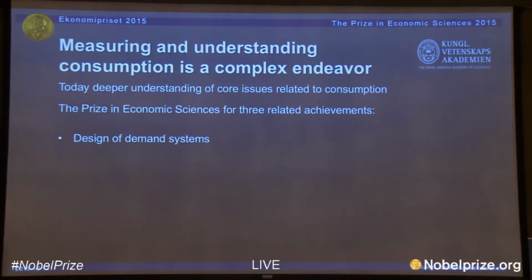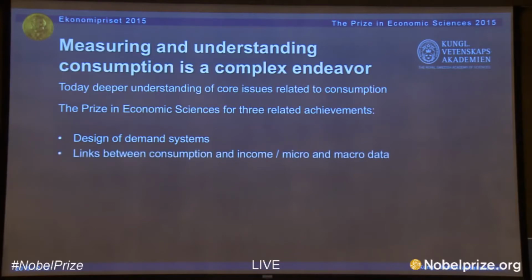First, his work on so-called demand systems. Second, for his work linking consumption and income at the aggregate as well as at the individual level. And finally, for his work on measuring and understanding living standards and poverty in developing countries. And I thought I'll take a few moments then to go through these three core contributions.